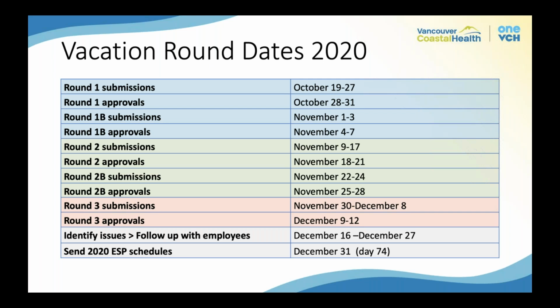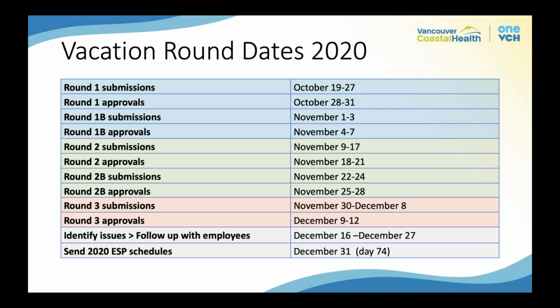Round 1 runs from October 19th through 27th. Once that round is closed, the managers and schedulers will go through and run their approvals and reviews on October 28th through 31st. As I mentioned earlier, if you do not have at least one approved vacation request as part of round 1, you will be invited to participate in that mini round 1B from November 1st through 3rd. And that, of course, is followed by the review and approvals by the scheduling and managerial staff from November 4th through 7th.